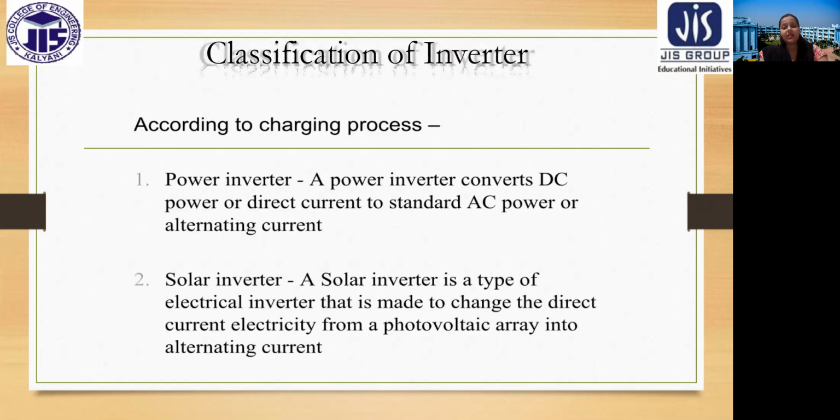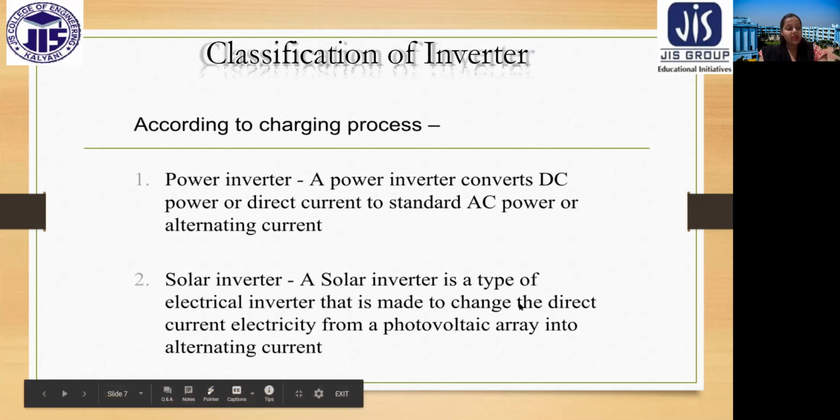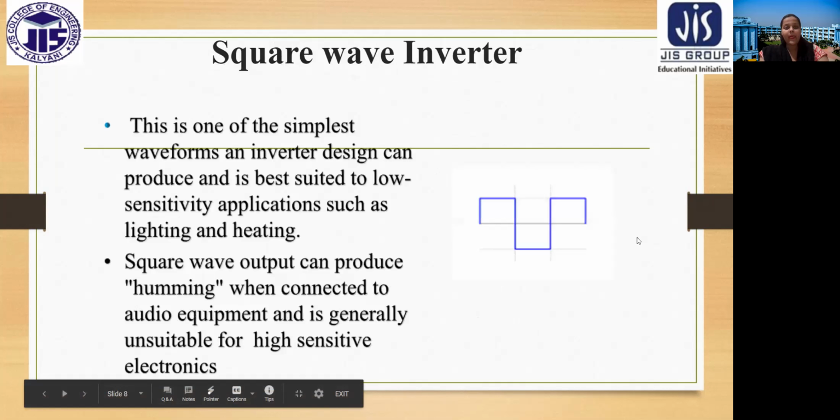A power inverter converts DC power or direct current to standard AC power or alternating current. And a solar inverter is a type of electrical inverter that is made to change the direct current electricity from a photovoltaic array into alternating current.